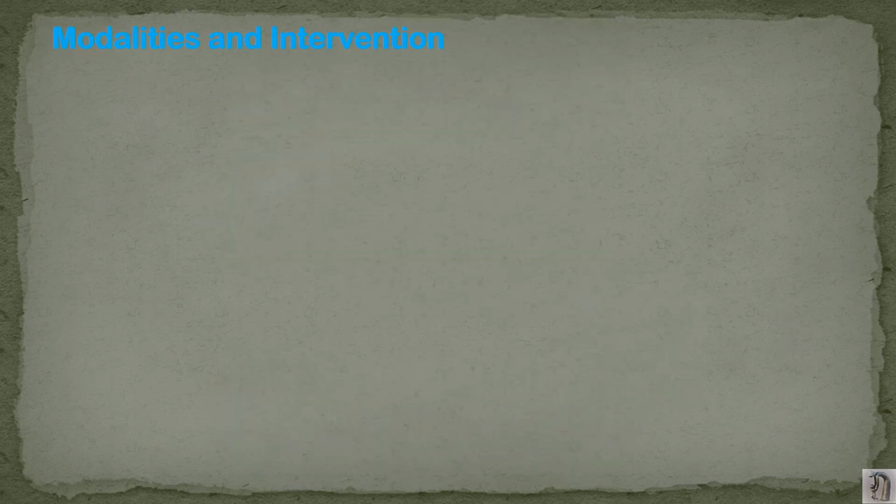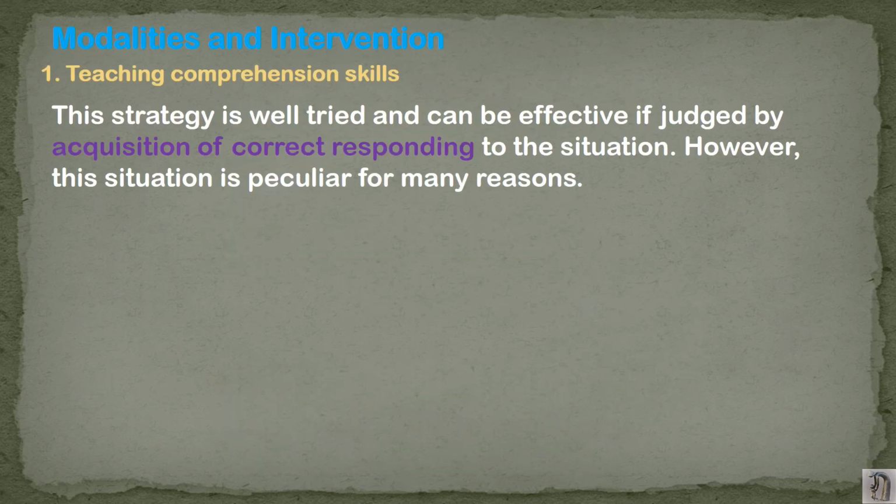Now let us see modalities and interventions one by one. So, teaching comprehension skills. See, this strategy is well tried, okay, and can be effective if judged initially by acquisition of correct responding to the situation. For example, when the child has come to the center, or when the speech therapist is teaching, make sure how the child is acquiring the responses to the situation.